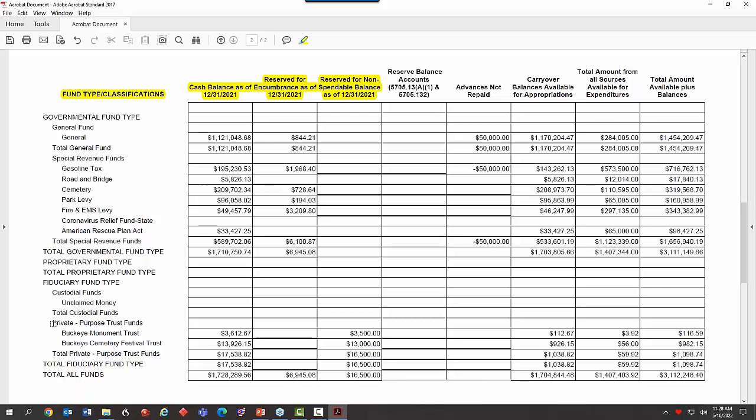A lot of libraries have endowment funds, and they have a donated amount that is non-spendable, which means it is not available to appropriate. So this column represents the non-spendable portion that we have to invest, and then the interest is spendable. So this gets subtracted. It's not spendable, therefore it is not going to be resources available for appropriation.